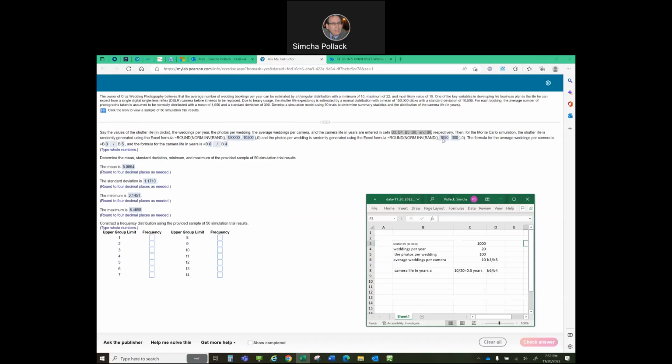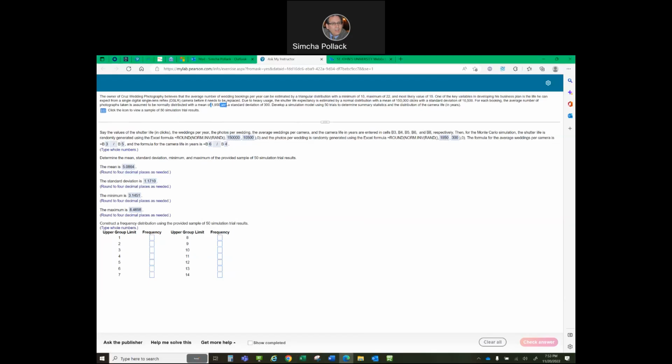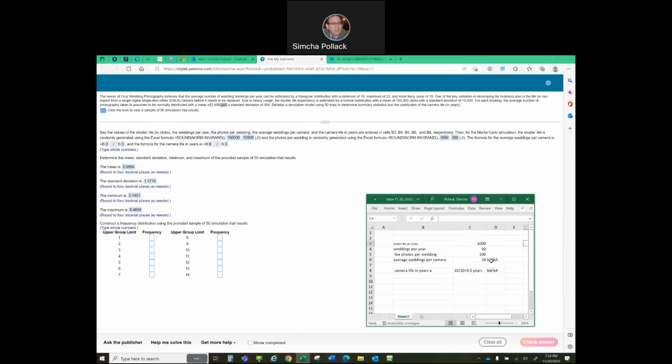Likewise, we have to do a similar process for the number of photos per wedding. The average is 1950. We're told that somewhere. Where'd it go? 1950, and a standard deviation of 300. That's why these numbers go here. And finally, the formula for finding the average weddings per camera is B3 over B5. That's what I tried to demonstrate for you before. B3 over B5, average weddings per camera. And likewise, the camera life is B6 over B4, simply following the book's pattern.